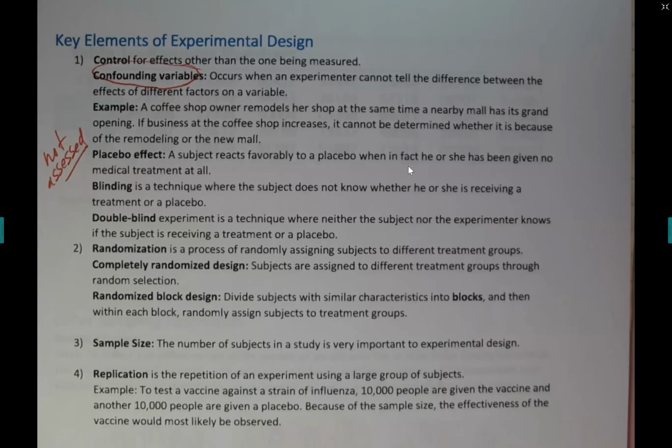So the nearby mall is called the confounding variable because that's a variable that was not taken into consideration when the coffee shop owner remodeled the place. That's what a confounding variable is. So it's a third-party intervention, guys, that you're not aware of. It's in the background. It's working in the background. You don't know about it. Statisticians always have to think of this, that if there are some confounding variables that affect their study. Now, let me tell you something about the placebo effect.